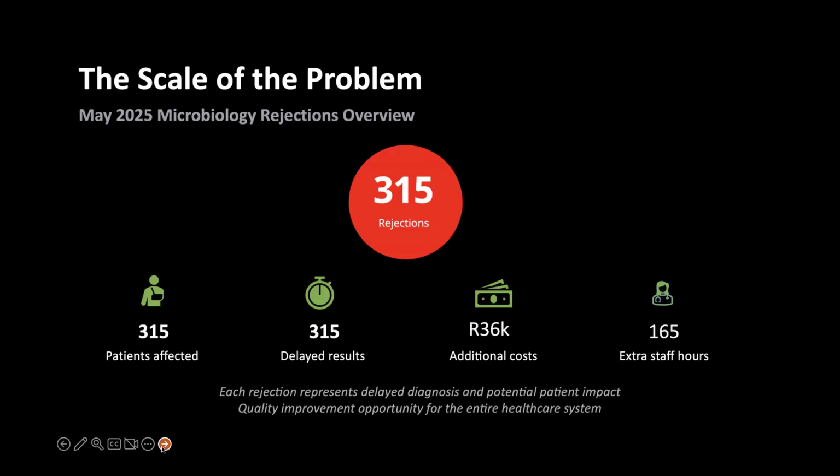So this is just saying that for the May data, the 315 specimens or tests that were rejected, we had 36,000 additional costs and 165 hours wasted.